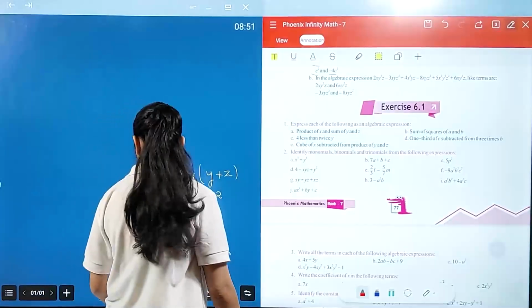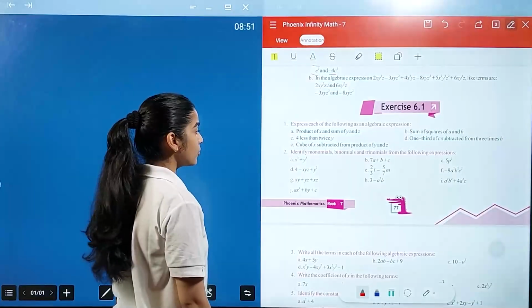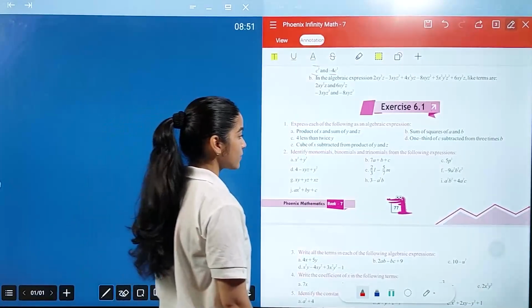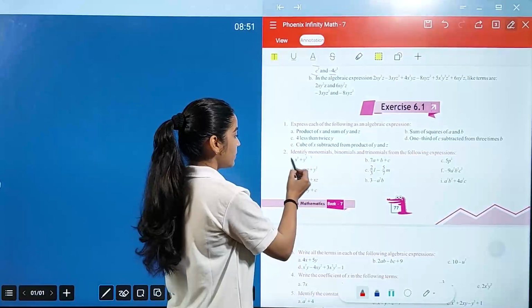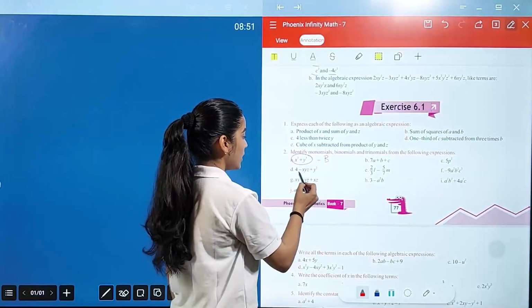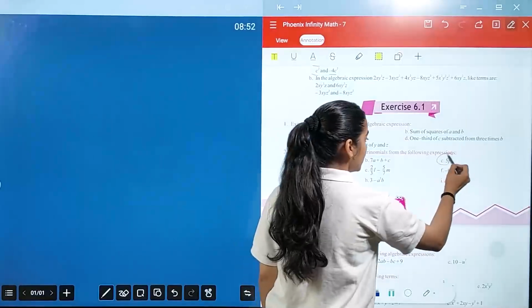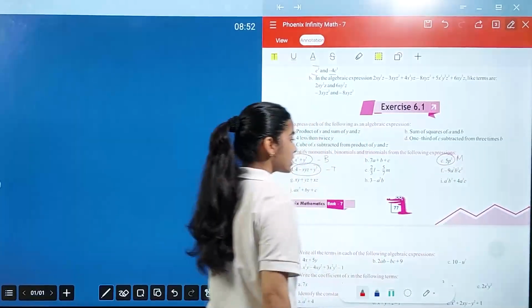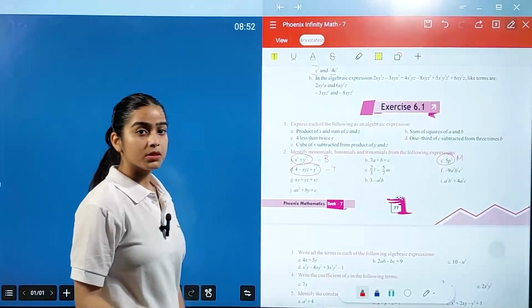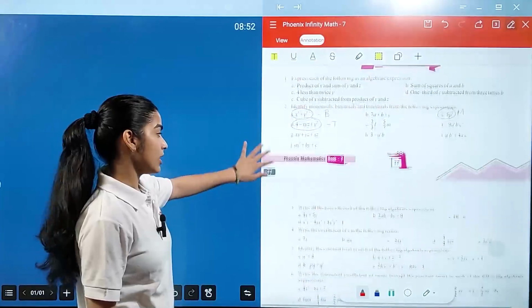Now we have question number 2. Identify monomials, binomials and trinomials from the following. 1, 2 means bi. 1, 2, 3 means tri. Only one means mono. So in the same way, you have to classify your expressions among monomials, binomials and trinomials.